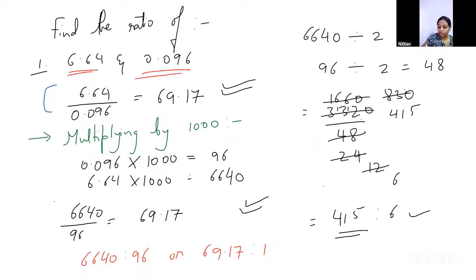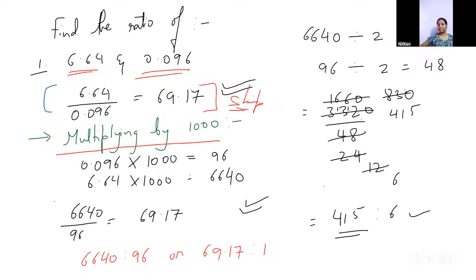So this step you can skip. And you can directly come to here, multiplying by 1000, because decimal division is going to be tough. So don't do the upper step, but do the lower step. First make them normal numbers and then you divide them.